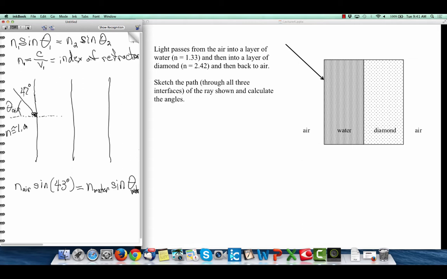In liquids like water or solids like diamond, the atoms are really close together. It's a much denser material in terms of the number of atoms there are in each space, and so the light as it passes through has to interact with a lot of other things, and the result of that is just that it slows down.